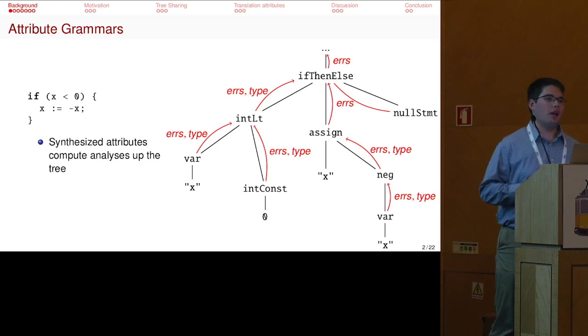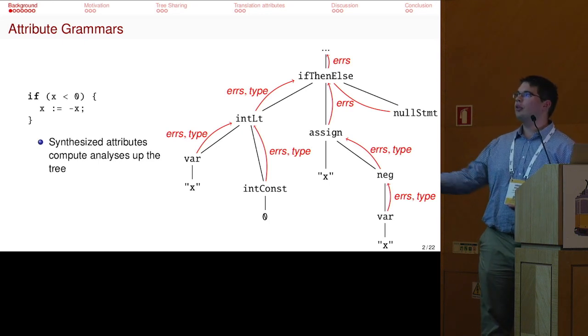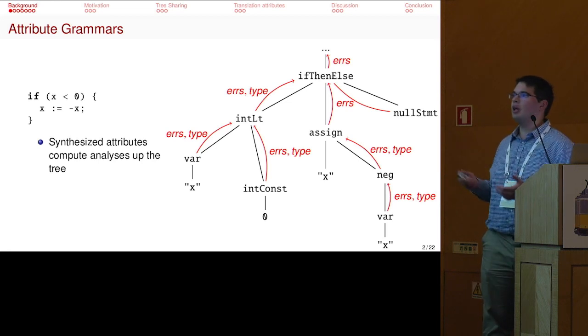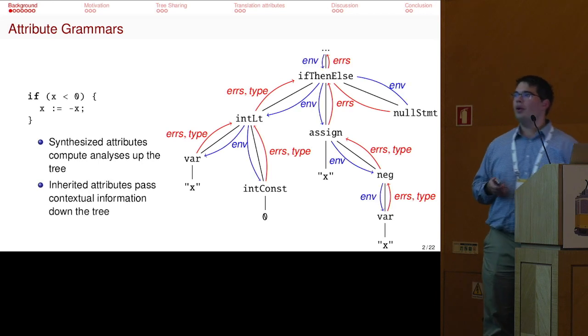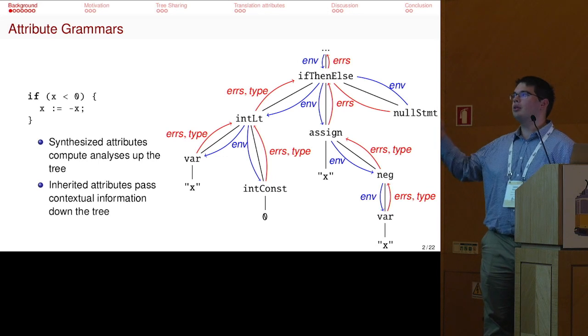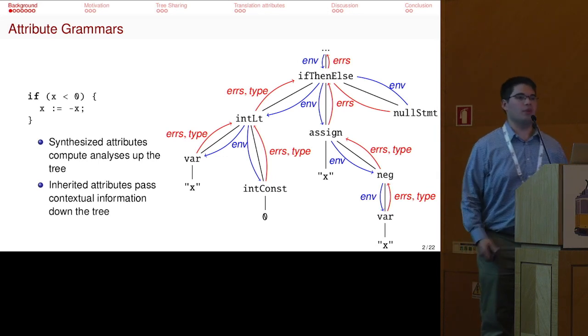In an attribute grammar, we attach synthesized attributes on the syntax, and you can use them to compute information up the tree for different analyses like type checking or collecting a list of error messages. And then we can also have inherited attributes that pass contextual information down the tree, like for example an environment that maps names to look up their types.